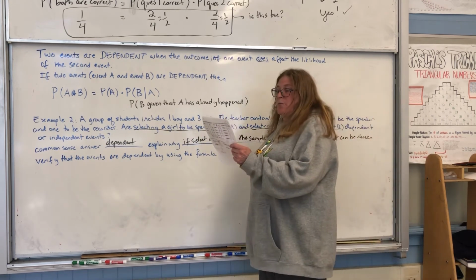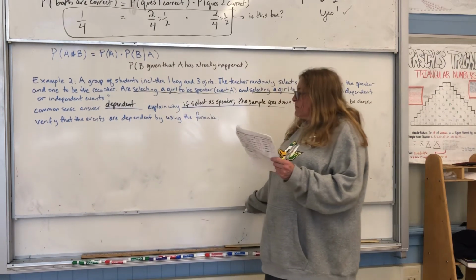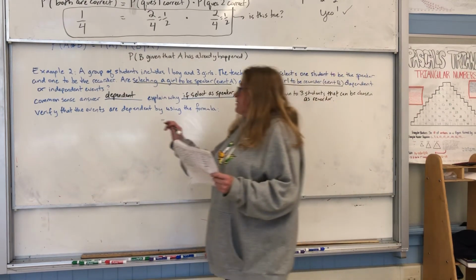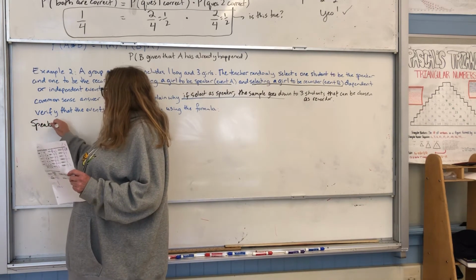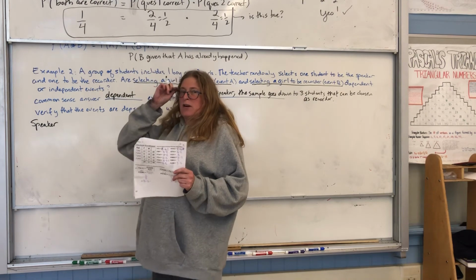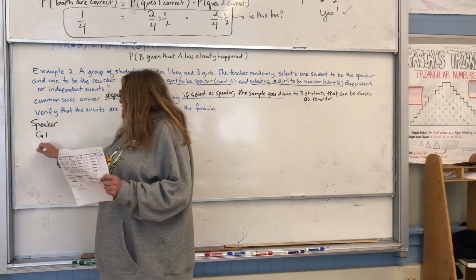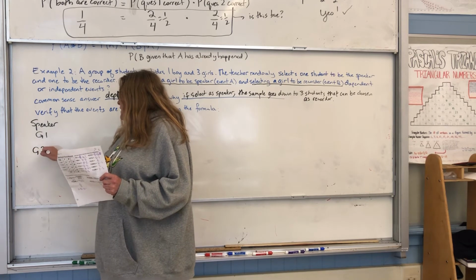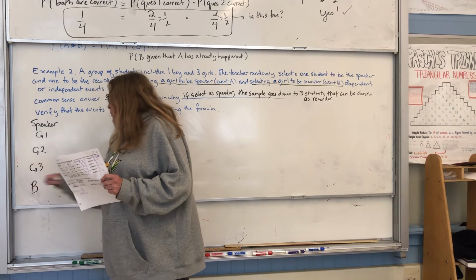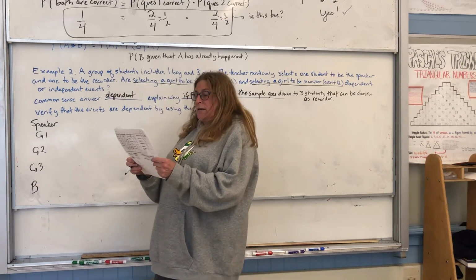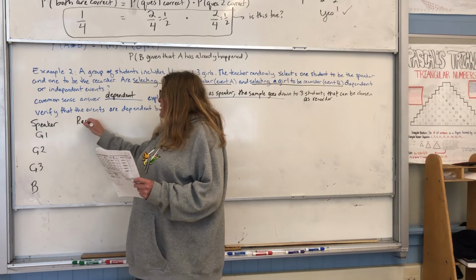Okay, here's the annoying part, guys. Let's look at the total outcomes, and then we're going to use our formula. So let's look at the speaker. How many possible options are there for the teacher to choose speaker? Well, they could choose girl number 1, they could choose girl number 2, they could choose girl number 3, or they could choose the boy.